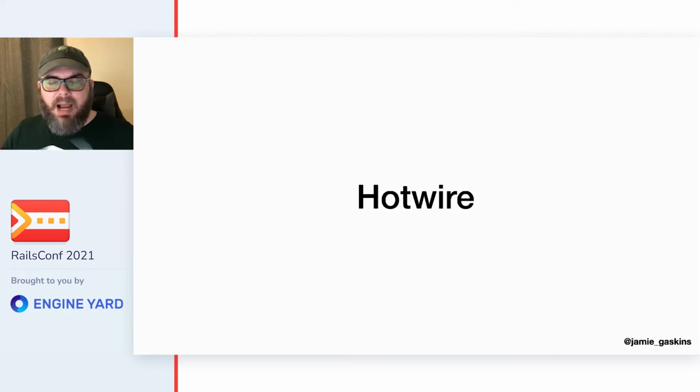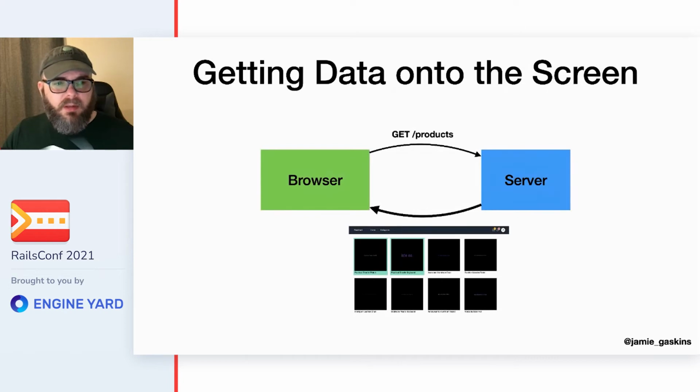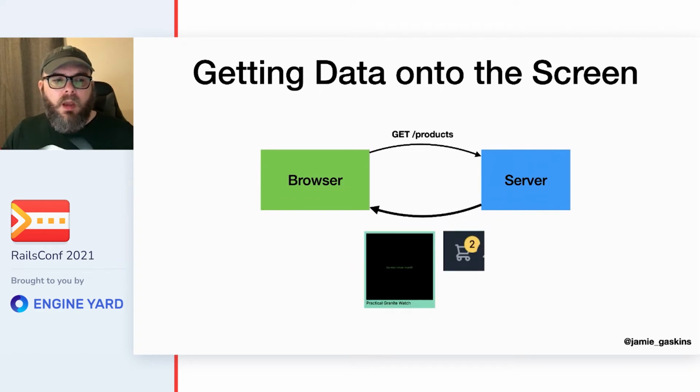Let's take another quick look at how this happens with Hotwire. We looked at it before, but just as a refresher. We send the request from the browser to the server for the product catalog, and the server responds with the contents of that page. When we add an item to the cart, we get only the HTML elements that need to be changed.